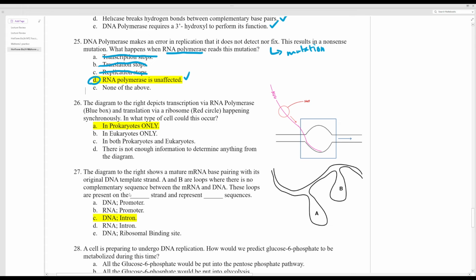26. The diagram to the right depicts transcription via RNA polymerase, aka the blue box. So here's my RNA polymerase and translation via ribosome. So here's my ribosome.